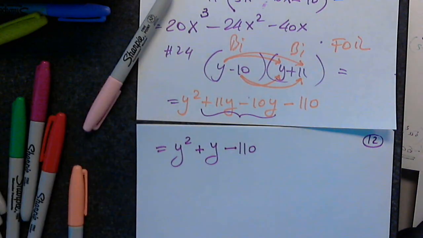Degree 2. Leading term, y squared. Leading coefficient, 1. Very good. Leading coefficient is 1. Any questions? So when you multiply binomials, you end up with a trinomial.